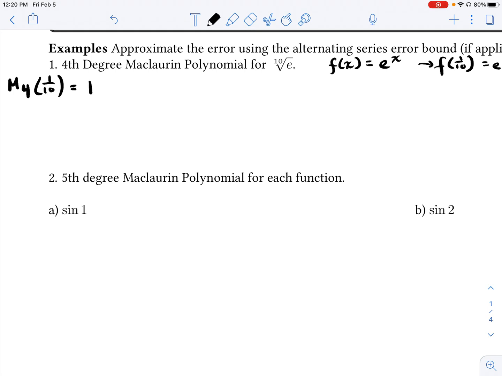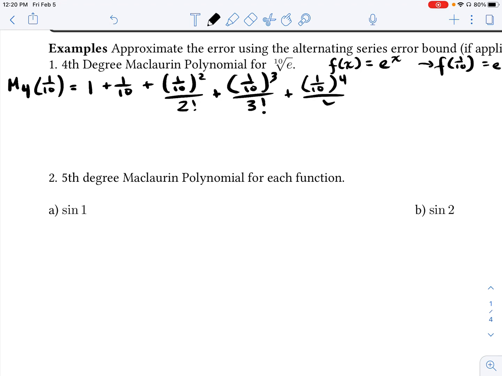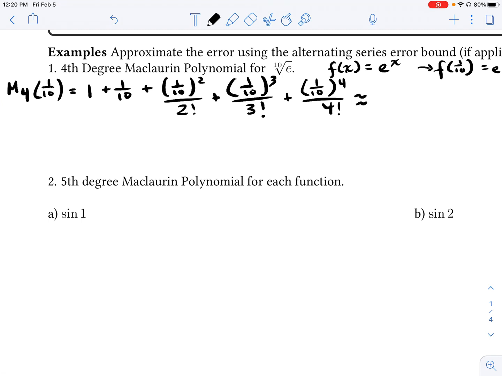And what that would look like would be 1 plus 1 over 10 plus 1 over 10 to the second power all over 2 factorial plus 1 over 10 to the third over 3 factorial. And since it's a fourth degree, I'm going to stop at the fourth degree. There it is over 4 factorial. Now, for the sake of time, I'm just going to give you the approximation here, but I would encourage you to pause and try to calculate this on your own using your calculator. Just make sure you get the same thing I do. I'm going to just go ahead and write that out. It's 1.051708.3. I'm going to stop there. I think that's enough decimal places to give it a good sense of what our approximation is.